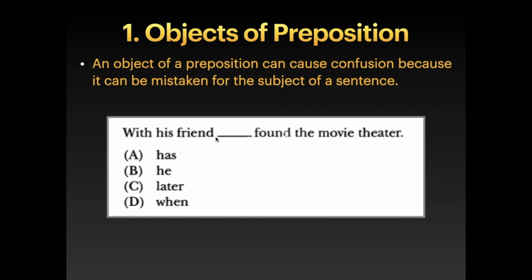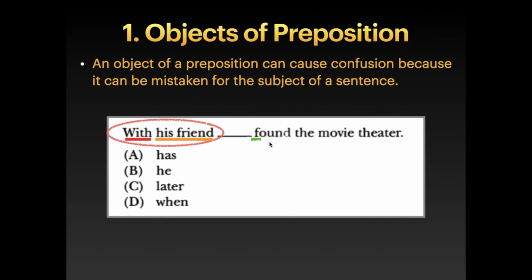With his friend, blank, found the movie theater, ¿ok? Y entonces a lo mejor pensamos, pues tenemos el verbo que es found y tenemos el sujeto que es his friend. Entonces ya tenemos un sujeto, un verbo, hay que buscar una que no tenga eso. But no, this is incorrect. ¿Por qué? Porque esta es una prepositional phrase que empieza con una preposition y tiene después un object of a preposition, ¿ok? Entonces este es prepositional phrase, este no es el sujeto, no debemos confundirlo.